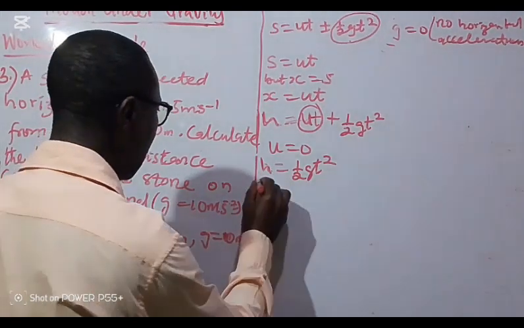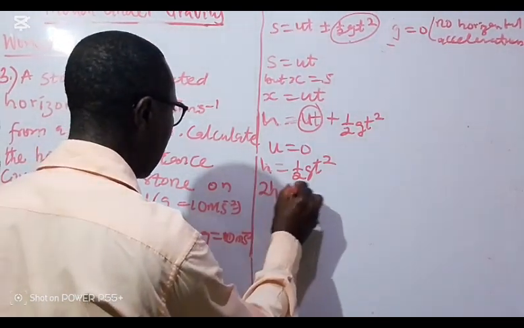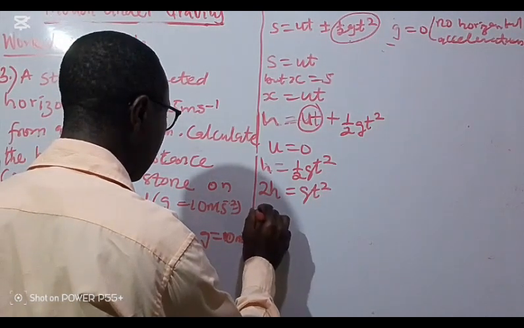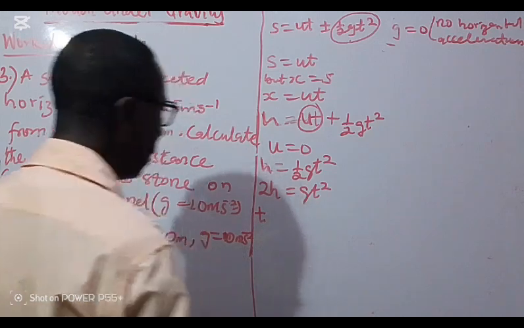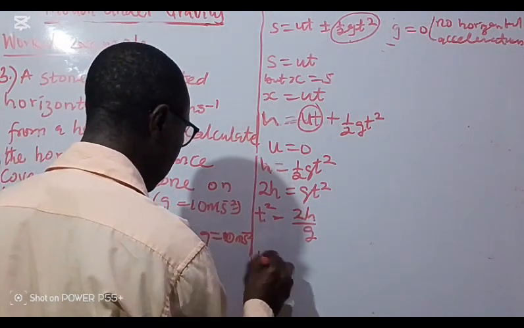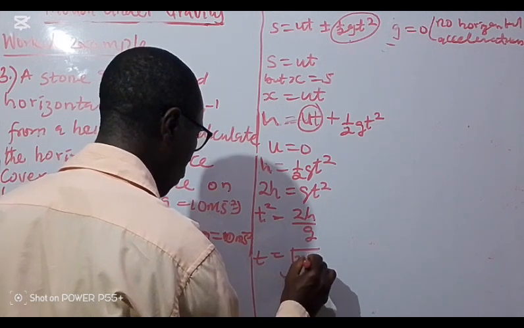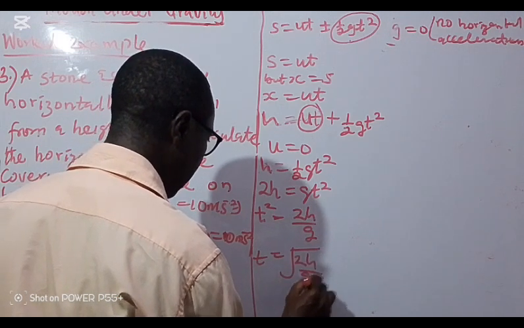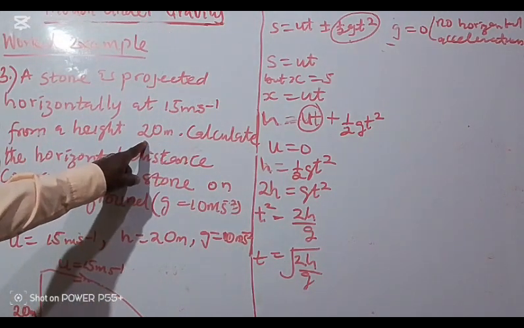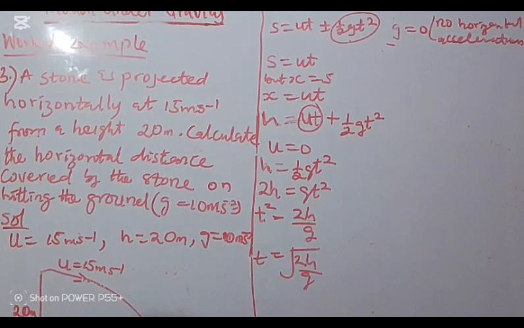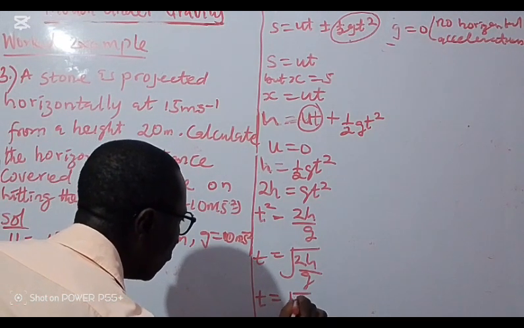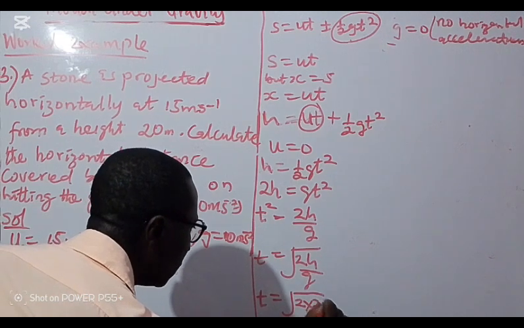So therefore, we are going to have 2h is equal to gt squared. Making t the subject of the formula, t squared will be equal to 2h over g. So t is equal to the square root of 2h over g. Our h that is given in the question is 20, while g is 10. So we are going to have t is equal to the square root of 2 multiplied by 20 over 10.